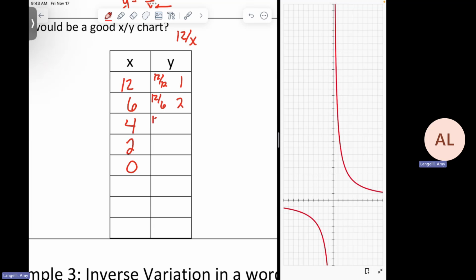2. What happens if we put in 4? 3. And what happens if we put in 2? Good. Now, again, you don't have to pick my x's, but you do need to pick positives and negatives. So I'm just going to pick, and then this is going to be undefined.